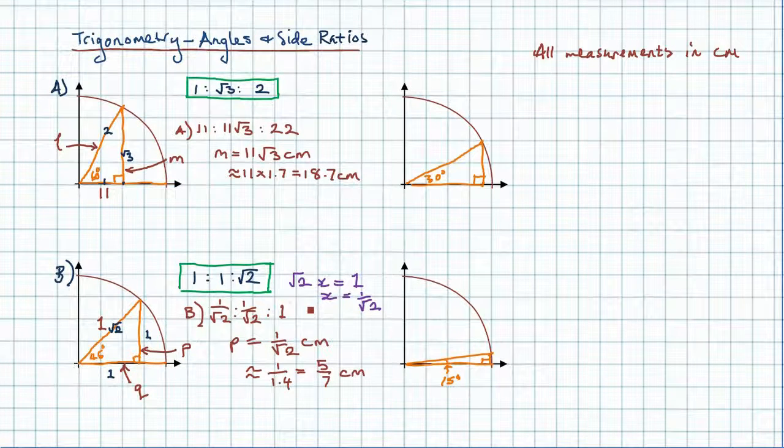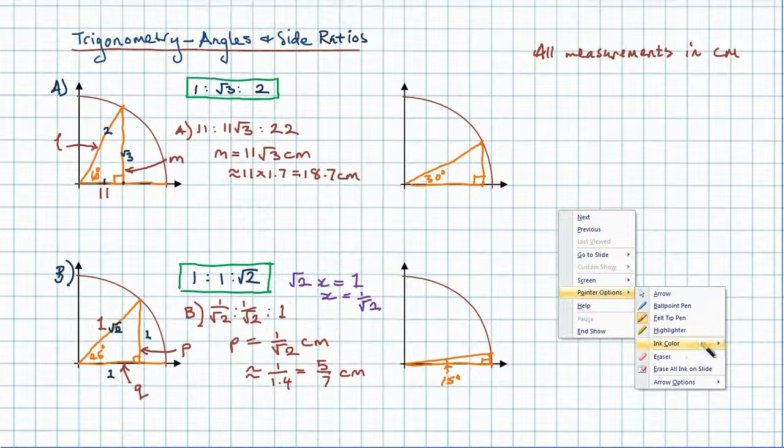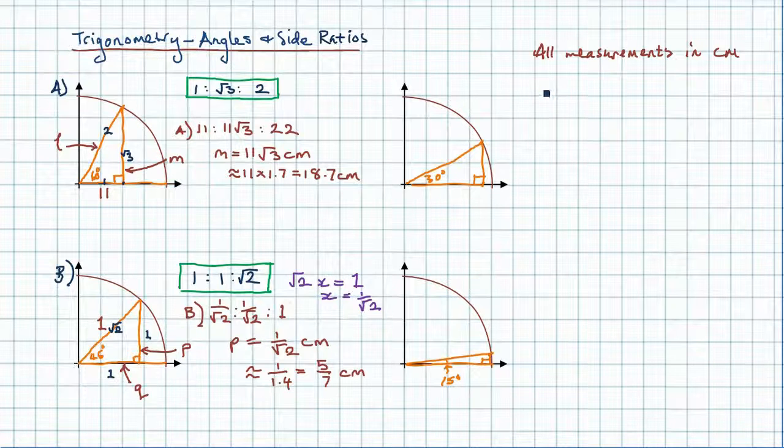Alright, what happens with our 30-degree triangle? Well, our 30-degree triangle must also be in the ratio 1 to 2 to root 3. So that's good news. There's nothing new for us to remember here. We must have the same proportions.